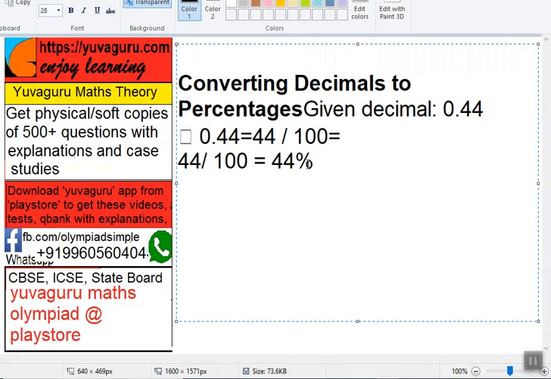Suppose it is 0.3, then what will you do? 0.3. So convert it to 100.